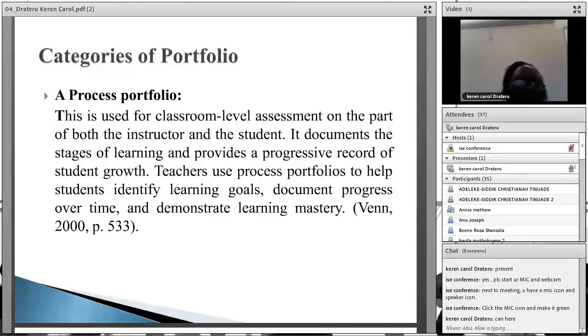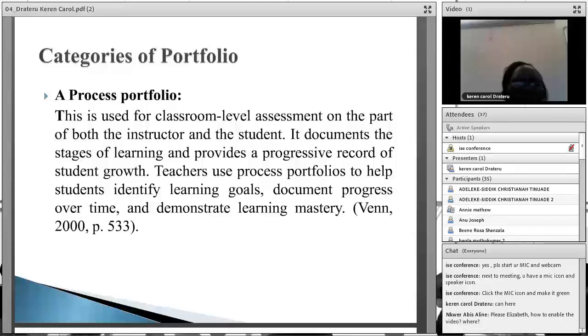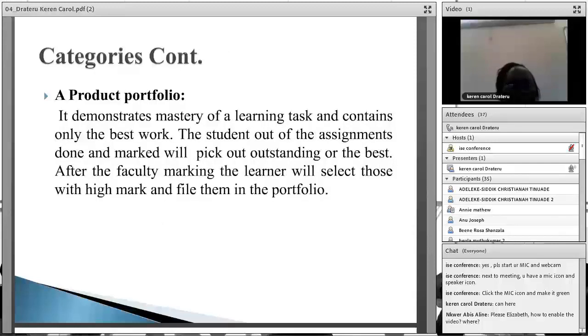We have several categories of portfolios that can be used. We have a process portfolio. This is used for classroom level assessment on the part of both the instructor and the student. It basically documents the stages of learning and provides a progressive record of the student's growth. The teachers use process portfolio to help students identify learning goals, to document the process over time, and also to demonstrate learning mastery, as said by Venn.